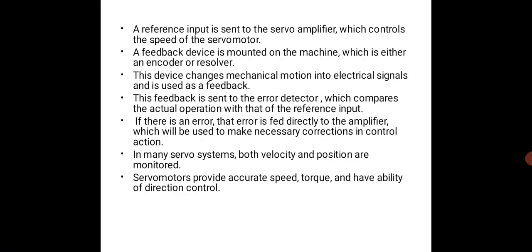If there is an error, then the error is fed directly to the amplifier, which will be used to make necessary corrections in the control action. In many servo systems, both the velocity and position are monitored. Servo motors provide accurate speed, torque, and have the ability to control direction.